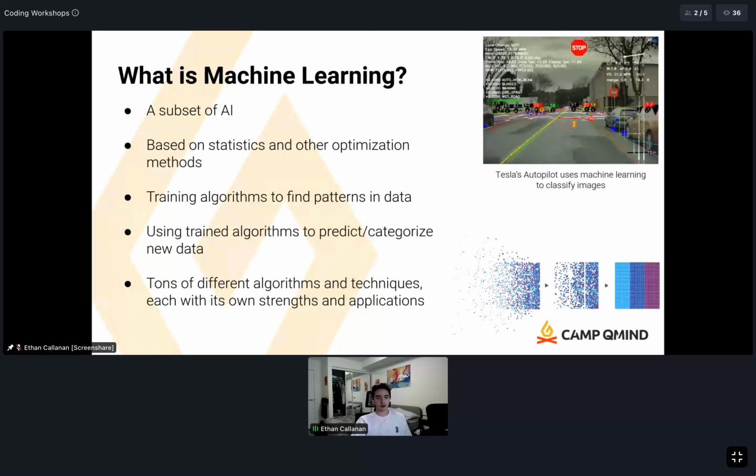There are tons of different algorithms out there. They all have their own unique applications, strengths and weaknesses. It really is a massive field. And just as a little example, in the top right there, I have a picture of Tesla's autopilot. That's an example of a classification problem where it's taking in all the pixels in the image, and you can see it's identified a stop sign right here. Just based on the input features, which are all the different pixels, it's made that classification that this is a stop sign.